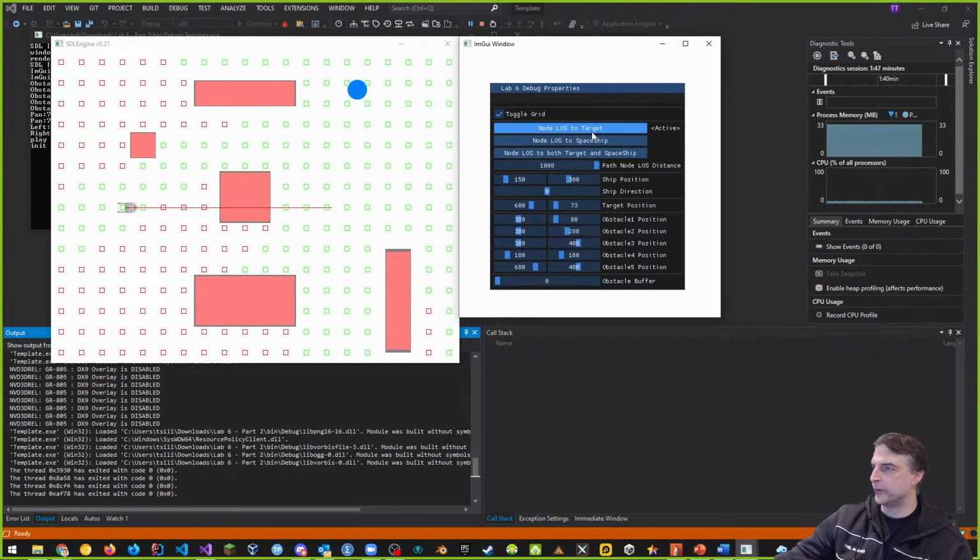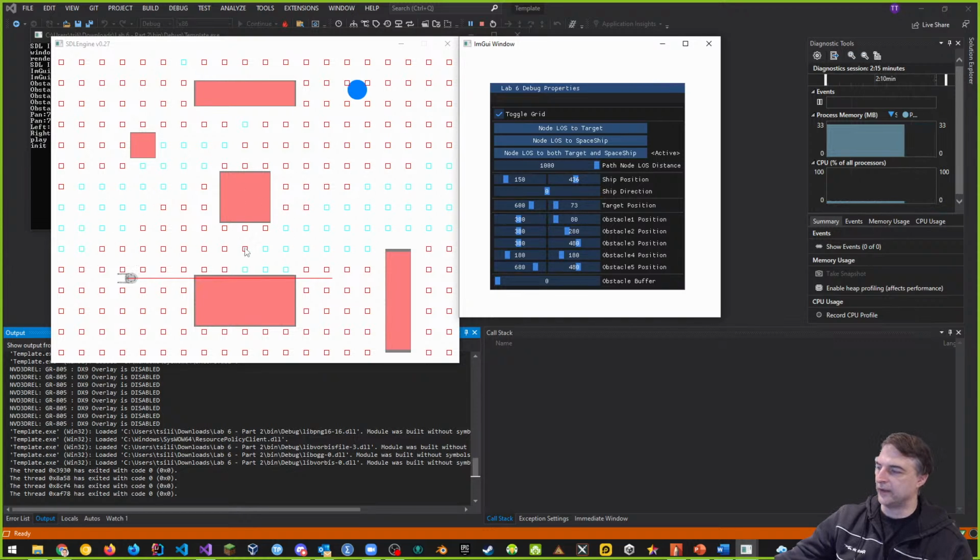As an example, if we switch it around and go nodes to spaceship again, I can move the spaceship around and change its position. As I move the spaceship around, you're going to see that some nodes gain line of sight and other ones lose it. The ones that are red have no line of sight to the spaceship. And if I do both, it changes, because a node has to have line of sight to both the spaceship and the target.